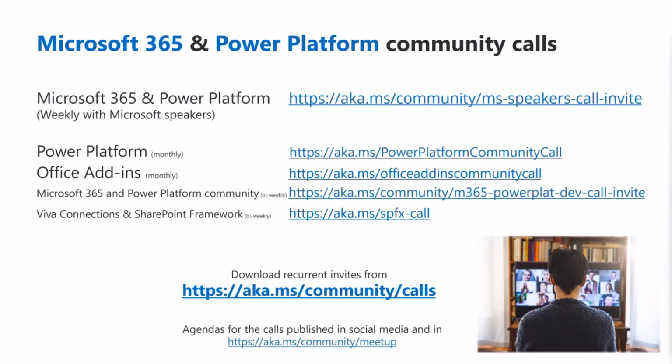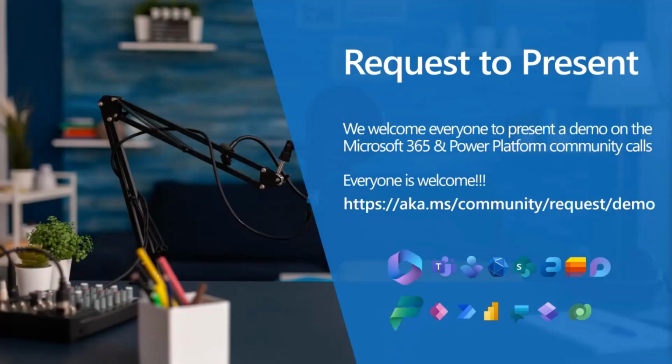Now, on top of that call, we have the Power Platform Office Admin Monthly call, and then we have our Thursday 7 a.m. series, which is either the Microsoft 365 Power Platform Community call or the Viva Connections SharePoint Framework call. Those will be executed normally. So we will be here every single Thursday, or some of us will be. We'll make sure that somebody's hosting there, and we are already booking demos for July within our community members. So there's going to be a lot of cool stuff being shown within those calls as well. You can download recurrent invites as community calls, and you can always check the agendas at the meetup URL, which is AKMS Community Meetup.